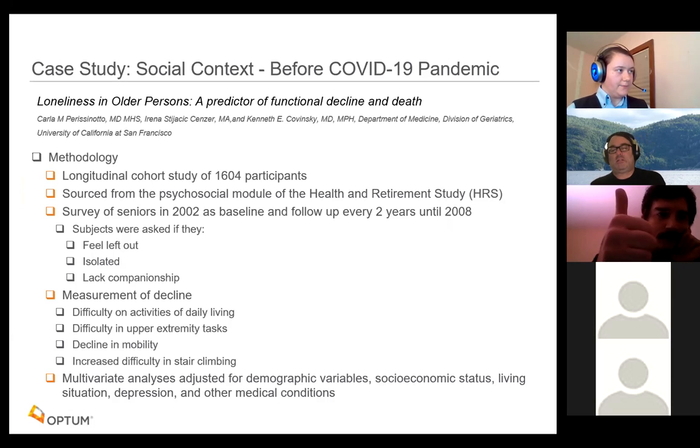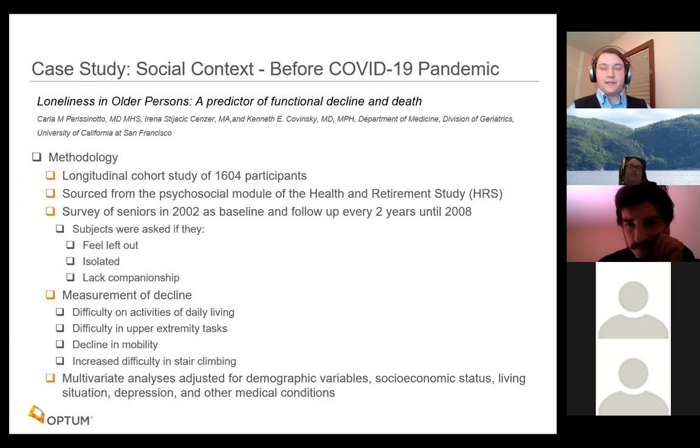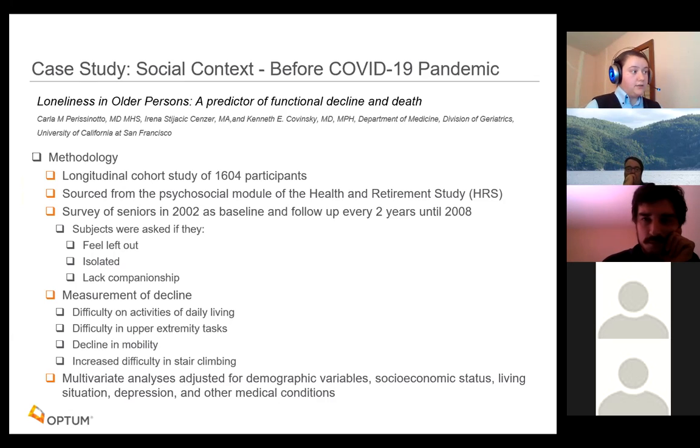So in this study, they surveyed seniors in 2002 as the baseline, and they followed up every 2 years until 2008. They asked the subjects if they felt left out, isolated, or lacked companionship. And then over that time frame, they measured various variables in decline, including difficulty on activities of daily living, difficulty in upper extremity tasks, decline in mobility, and increased difficulty in stair climbing. Multivariate analysis adjusted for demographic variables, socioeconomic status, living situation, depression, and other medical conditions.